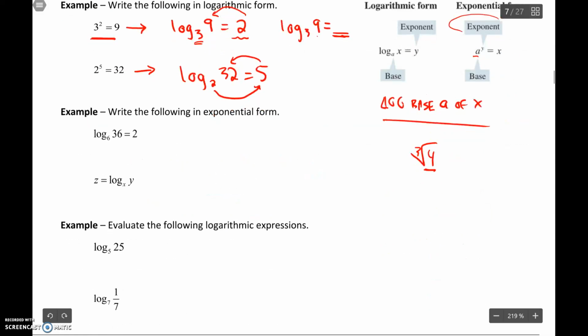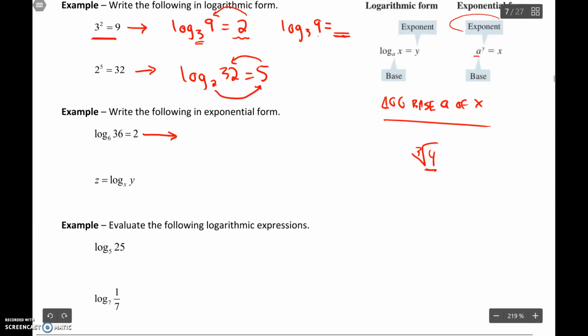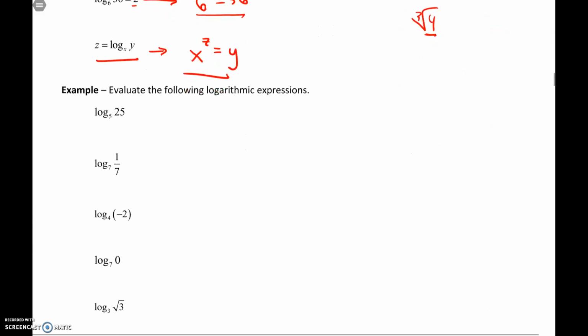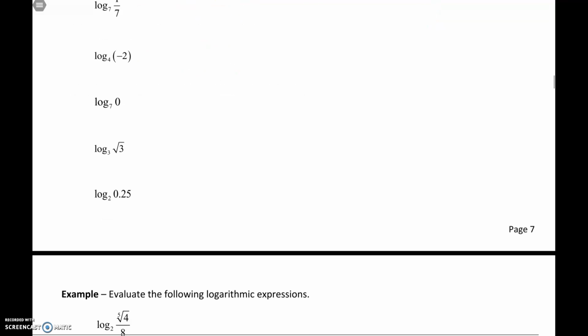All right. Let's write these into exponential form. What's the base? 6. What's the exponent? 2. What does it equal? 36. This is true. 6 squared is 36. Therefore, this log must be true. Base, x. Exponent, z. What does it equal? Y. Log form, exponential form. Easy. Easy peasy.